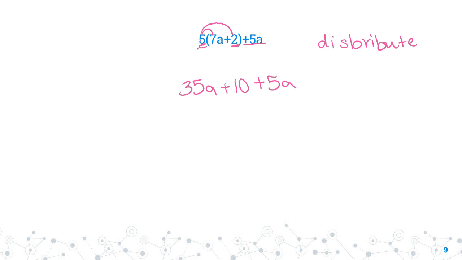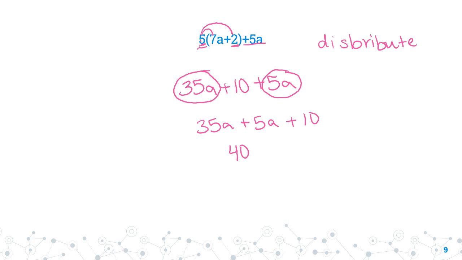Now I need to combine my like terms. I circle the ones that are alike. So I have 35a and 5a. I can rewrite this as 35a plus 5a plus 10, and 35 plus 5 equals 40. So I would have 40a plus 10, and that would be my final answer because I cannot simplify it any more than that. And that concludes this lesson.